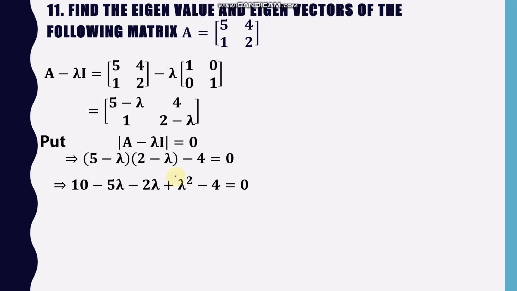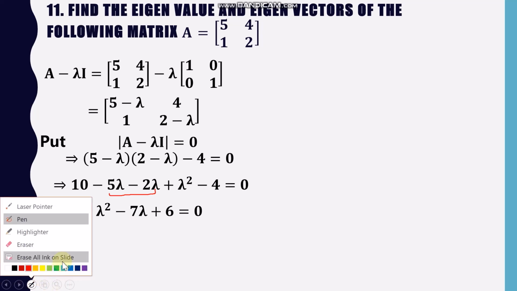So multiply 5 with this factor 2 minus lambda. So you will get 5 multiplied by 2, 10 minus 5 lambda. Then minus lambda multiplied by this factor. So that will be minus 2 lambda plus lambda square, minus 4 equal to 0. So we get lambda square, minus 5 lambda and minus 2 lambda together will give us minus 7 lambda, and 10 minus 4 will give me 6. So lambda square minus 7 lambda plus 6 equal to 0.